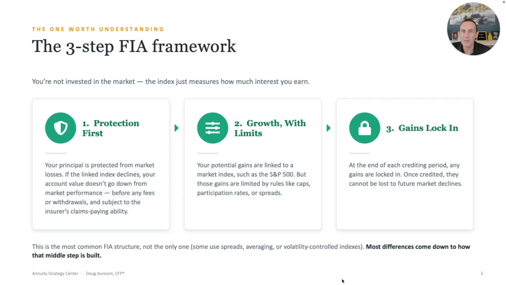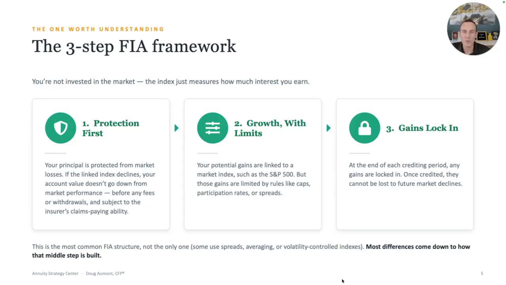All right, so now as we move on with a fixed indexed annuity, this is the 3-step framework that you need to understand. This kind of helps frame the concept of how a fixed indexed annuity works. First and foremost is protection. A fixed indexed annuity protects your principal from market losses. Now, this is going to be the same in really all fixed indexed annuities. They're all going to have this principal protection component.